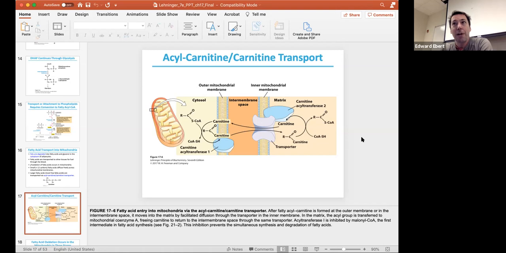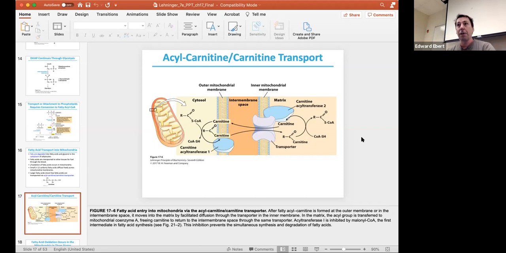So malonyl-CoA, which we'll look at later on, is our first step in fatty acid synthesis. If we are synthesizing fatty acids, we don't want to be breaking them down, so we won't bring them into the mitochondria. High levels of malonyl-CoA typically indicate we're synthesizing fatty acids, so we're not going to break them down. We're going to inhibit that transport.